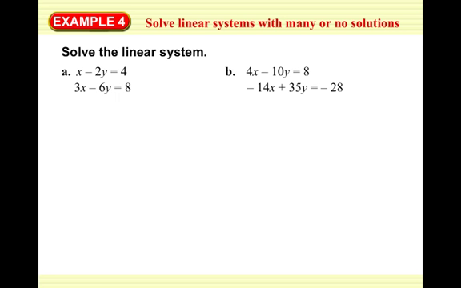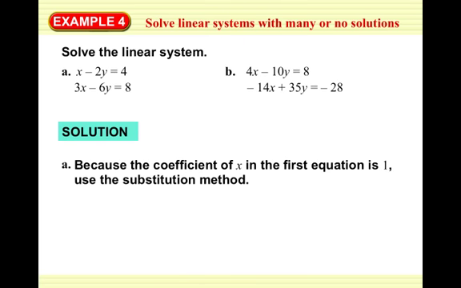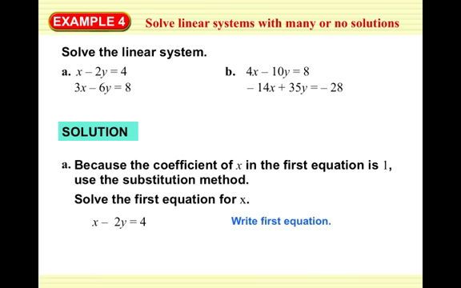All right, we're going to solve linear systems with many or no solutions. Let's look and see what happens when that goes on. Our first system is x minus 2y equals 4, 3x minus 6y equals 8. Because the coefficient of x in the first equation is 1, we're going to use the substitution method and solve for x. So x minus 2y equals 4, so x equals 2y plus 4.